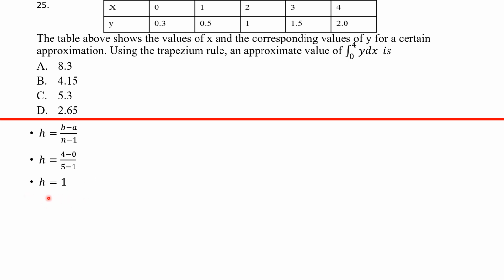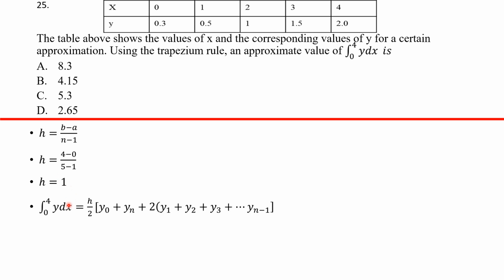Again, you can still get this step length h without doing all this calculation. I'm just showing you how we get h. So you notice that x here is 0, 1, 2, 3, 4, 5. So notice that the common difference here is just 1. So that automatically becomes your step length.